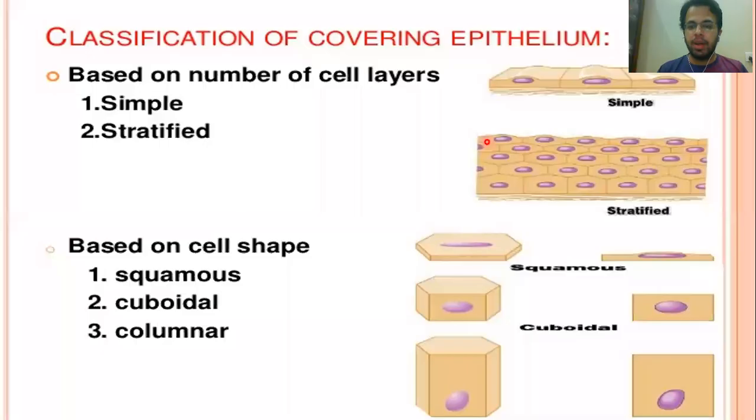So we name the stratified epithelium on the basis of the top layer shape. If the stratified epithelium's top layer is of the squamous shape, we say that it is the stratified squamous epithelium. If the top layer is of the cuboidal shape, we say that it is the stratified cuboidal epithelium, right? So the shape of the top layer must be seen, and we name the stratified epithelium depending upon the shape of the first layer, because the shape can vary in the stratified epithelium.